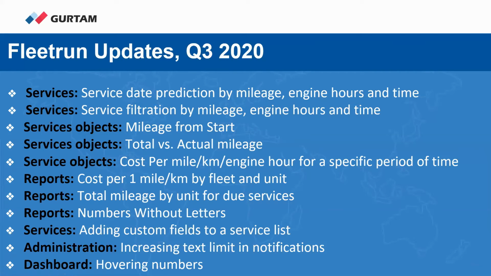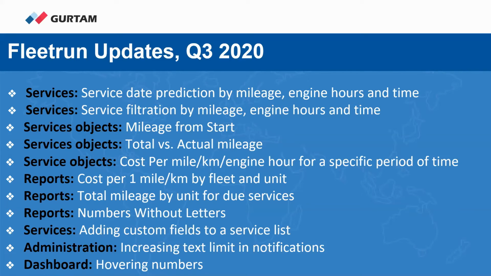Also, in the service objects on units and drivers, you can indicate the cost per mile or kilometer or engine hour for a specific period of time. Also, in reports, now you have an option to calculate the cost per 1 mile or kilometer by fleet and the unit. Also, you can see the total mileage by unit for due services. In the reports, numbers are now without letters, so you won't see USD letters right next to your dollar amount. Also, we added custom fields to the service list.